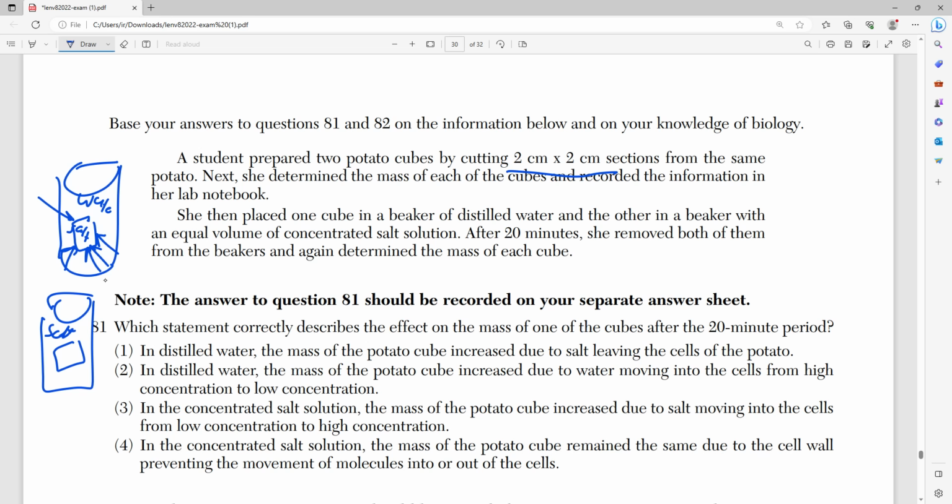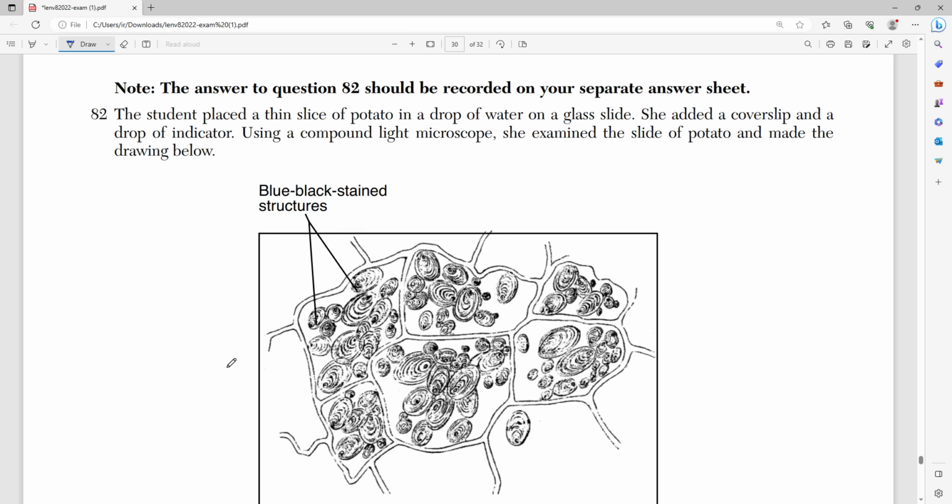When there's more salt outside of the potato than there is inside the potato, the opposite is going to happen. The potato is going to try expelling its water out of itself in order to equalize and dilute the salt outside, so that it matches the salt content found inside its own body, right? So what really models this is choice number 2, where it says that in distilled water, the mass of the potato cube increased due to water moving into the cells from high concentration to low concentration. Boom. We literally just described that. All other option choices are false.